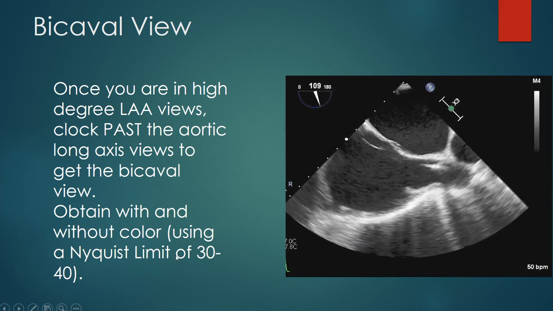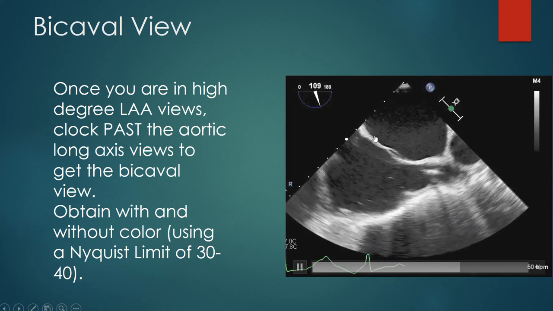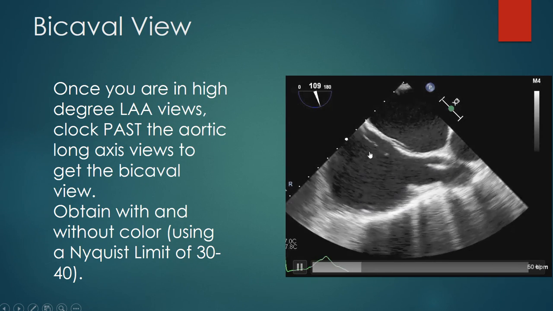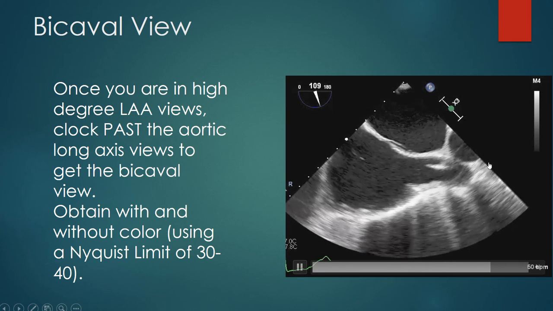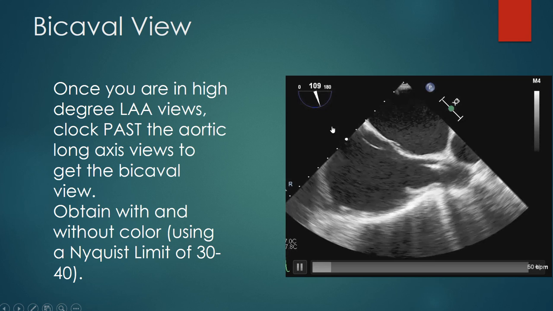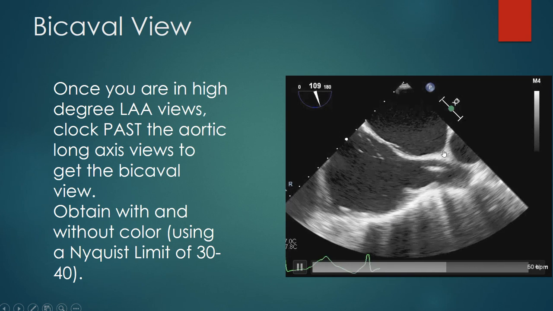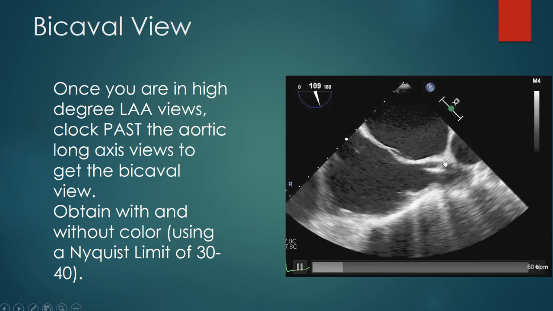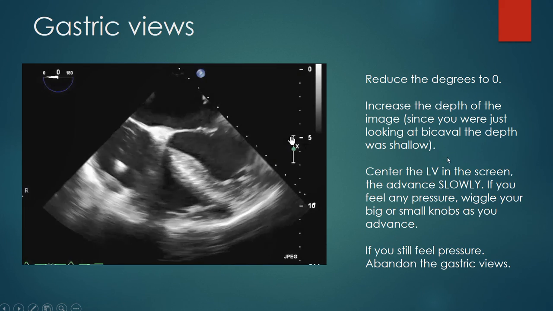And you're going to want to turn down your Nyquist limit between 30 and 40 so that you're trying to decide if there's a PFO or an ASD. You can see a prominent Chiari network here. You can see the patient's body device through here for the superior vena cava, your inferior cava. Here's your main pulmonary artery. Your right upper pulmonary vein, if you were to continue to roll clockwise, that would open up your right upper pulmonary vein.